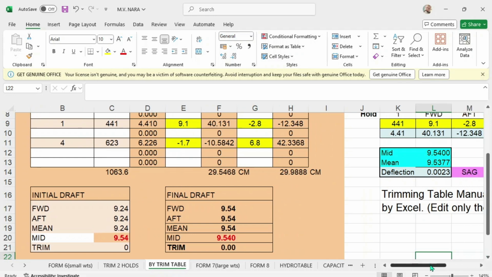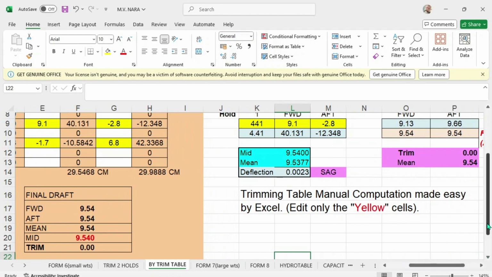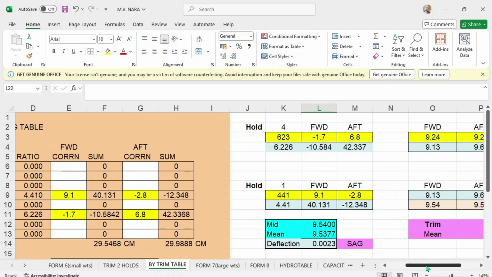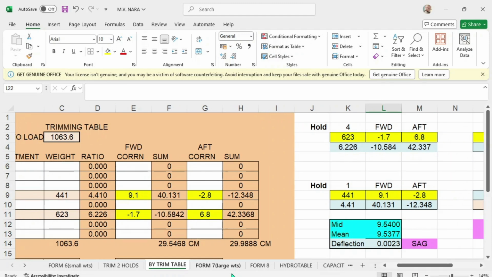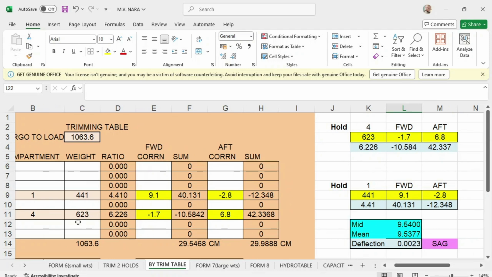Here's another solution for the trimming table. When you load the cargo, you start with number 4. So number 4, you load 623, and the correction will be negative 1.7, and up correction is 6.8.